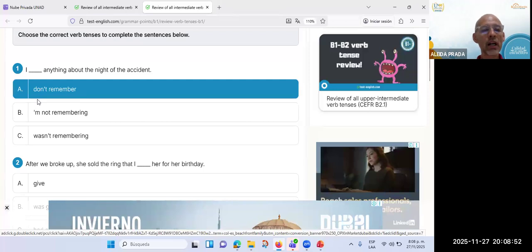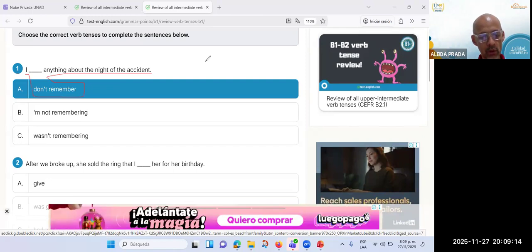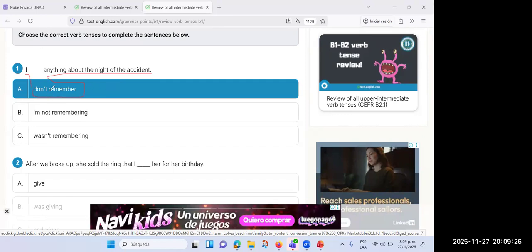And when you see this sentence, I don't remember anything about the night of the accident, how do you know you are using simple present or present simple, Valentina? How do you know this sentence is in present simple? You don't know, Valentina? No, sorry, I don't know.